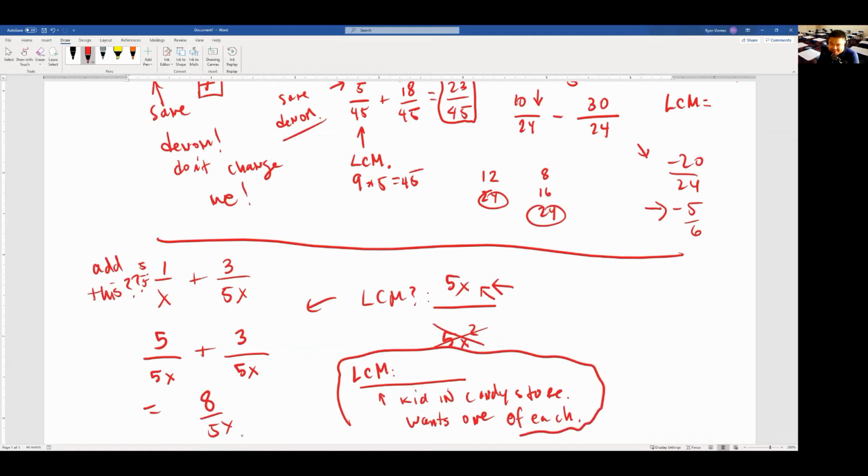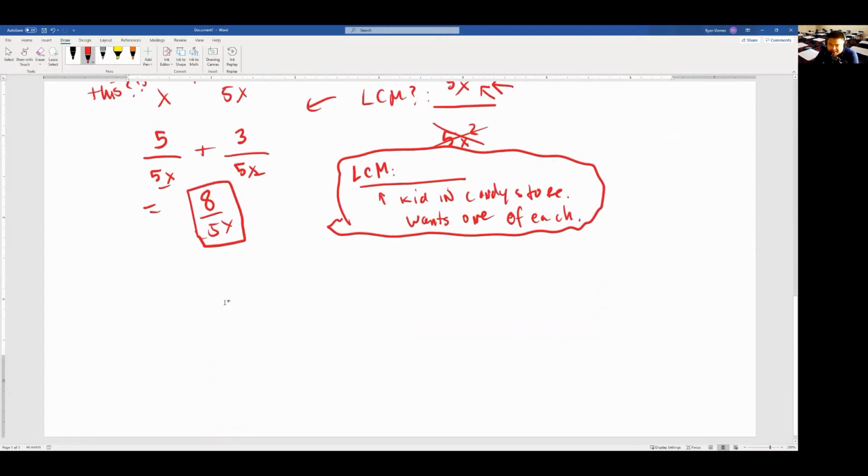I'm going to put a box around this, though. See, as the denominators stay the same, 5x, 5x, don't write it as 10x. 5 plus 3 is just 8 over 5x. Let's make it more difficult.